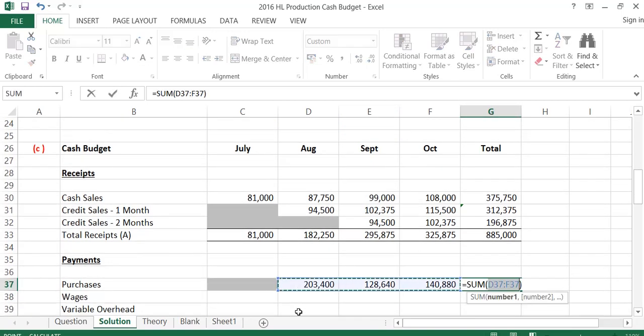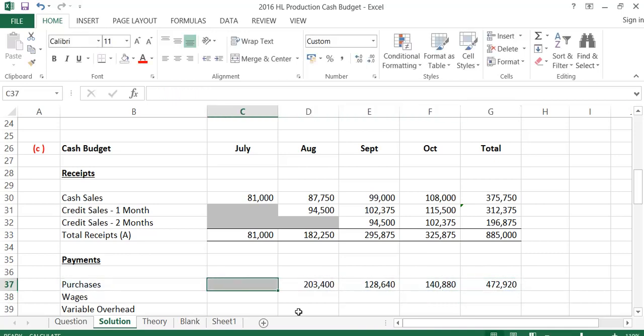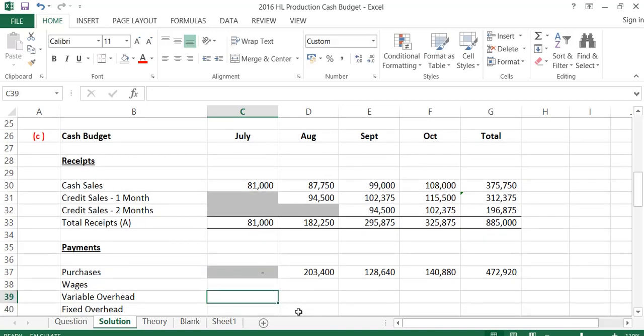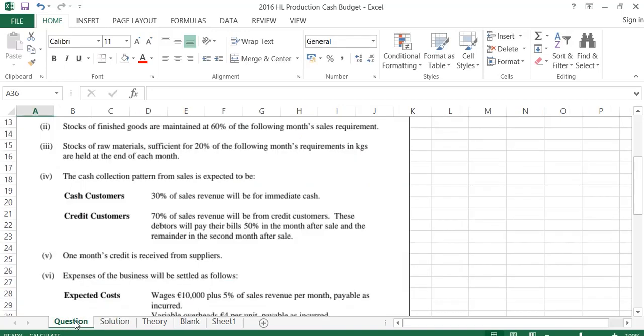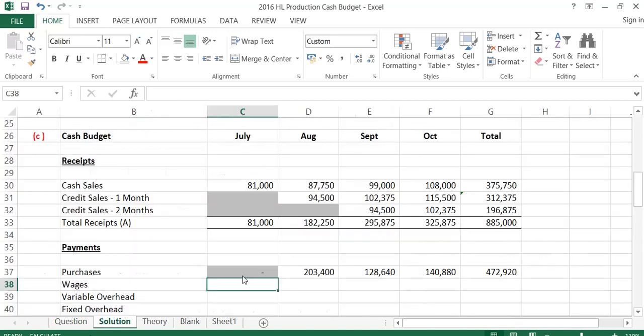And then I just total those across. They'll give me my total purchases, which come to 472,920, and 0 in July. Wages. So for wages, it says that wages are 10,000 plus 5% of the sales revenue for the month. So it's 5% of sales revenue plus 10,000.